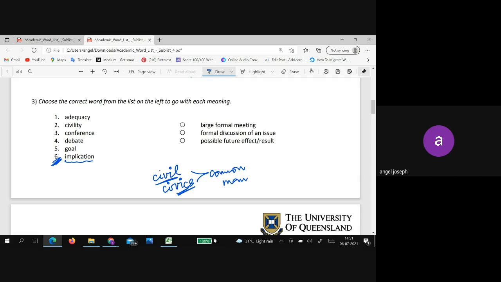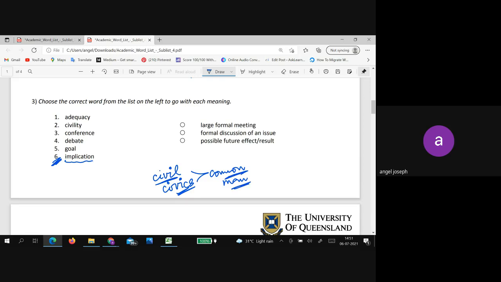Okay, the civilians in the city are safe. Who are these civilians? The people who are residing there. We are not talking about the army or the police, the common people, the common man. So this word civic, civil, civilian, civility, all of this is related to the common man.